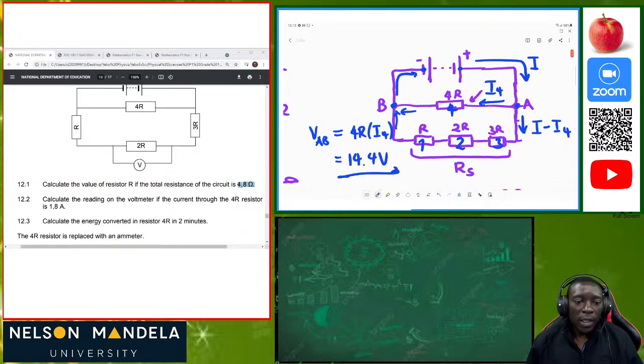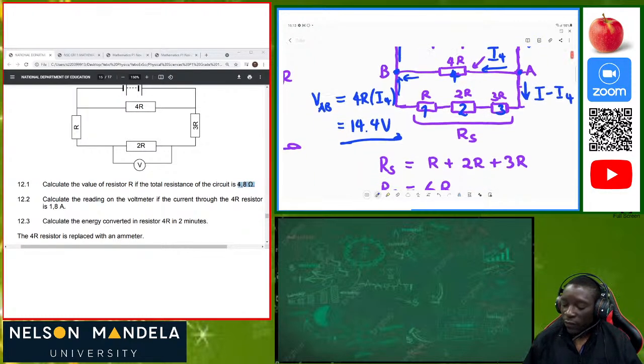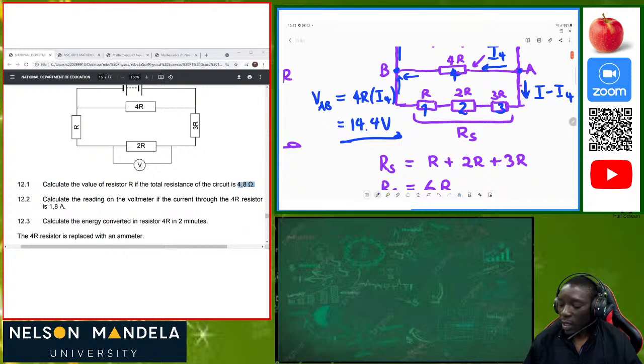Okay, so now the reading on the voltmeter, we can find it if we know the current through the series combination, which means if we know this value.